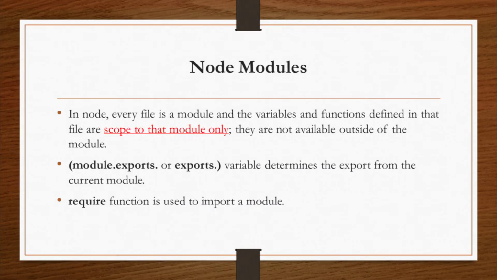In Node, every file is taken as a module, and the variables and functions defined in that file are scoped to that module only. They are not available outside of the module. module.exports or exports.variable determines the export from the current module, and the require function is used to import a module.